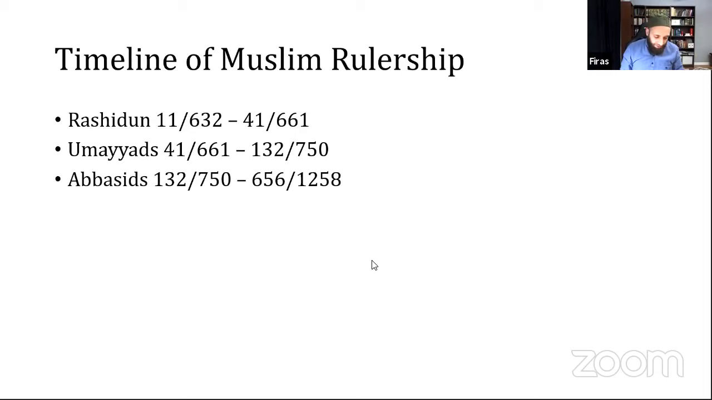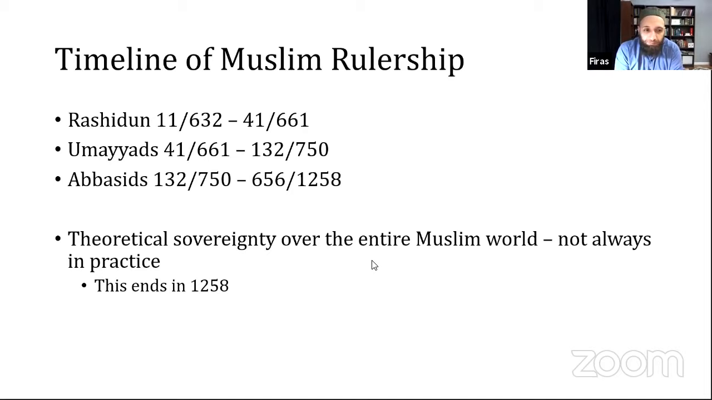Now, one thing that's really important to understand is under the Umayyads and the Abbasids, there's this theoretical sovereignty over the entire Muslim world. All right, so the Umayyads, yes, they expand, and that's one of the unique things about the Umayyads. If you only know one thing about the Umayyad Khilafah, it's that it expanded, right? It brought Islam to northern North Africa. It brought Islam to Al-Andalus, to modern-day Spain and Portugal. It expanded Islam also into the Indian subcontinent at the hands of Muhammad bin Qasim.